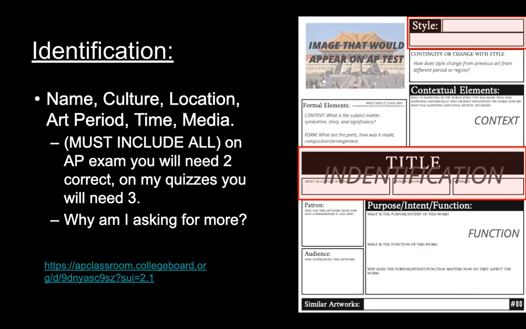Does anyone know why I would want you to memorize at least 3? You can turn on your mute, unmute yourself if you have an educated guess. Why would I want you to memorize 3 and not 2?